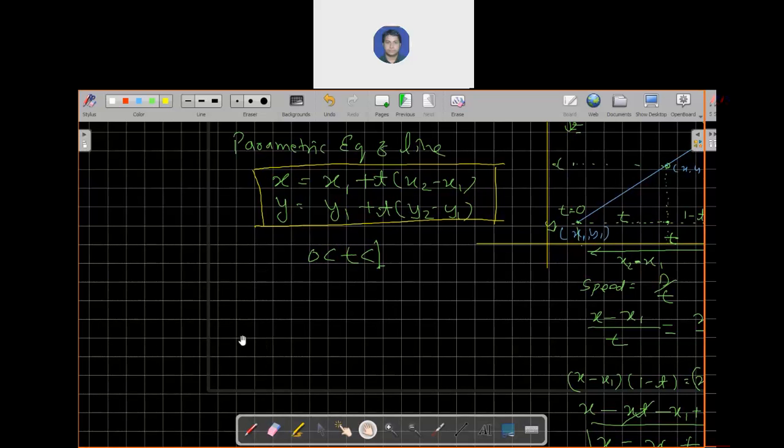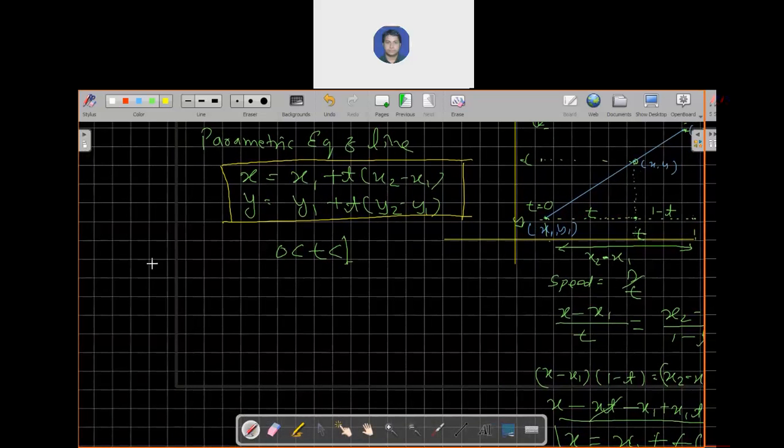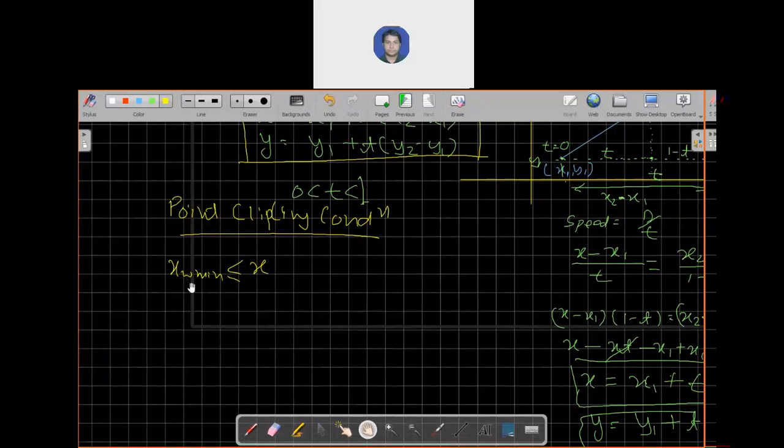Okay, so if you remember, as I just discussed, the point clipping condition. What are the point clipping conditions? First, your value of x should be greater than or equal to your window xw min, the left side boundary. And the second condition, x should be less than your xw max, the right side boundary. Means the value of x should be between xw min and xw max.